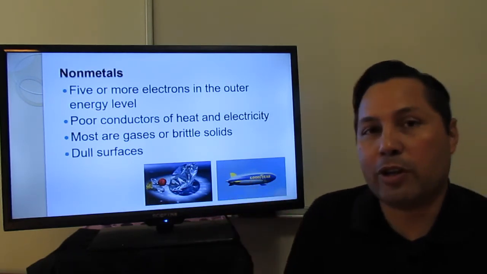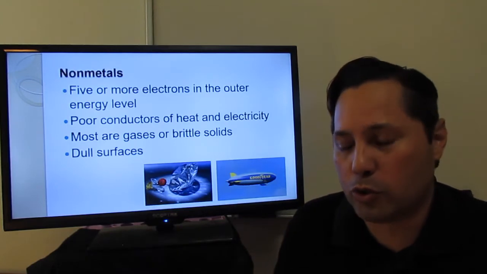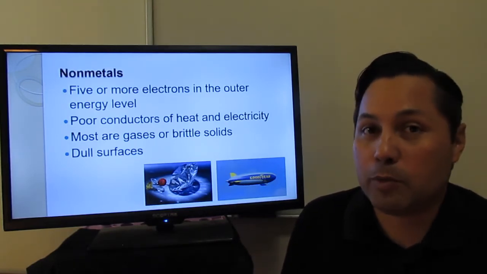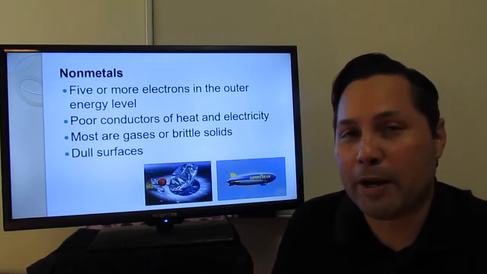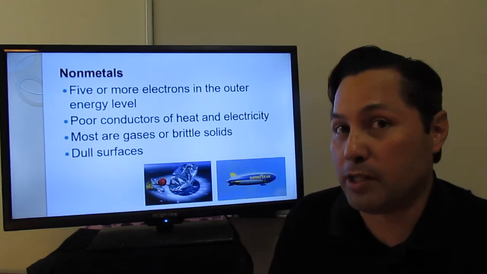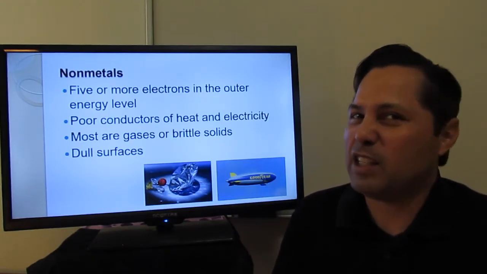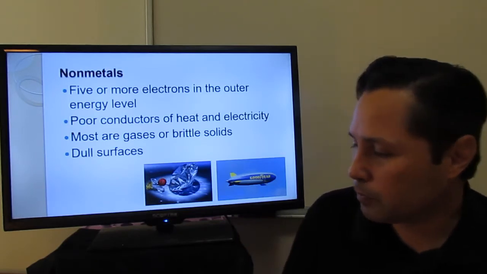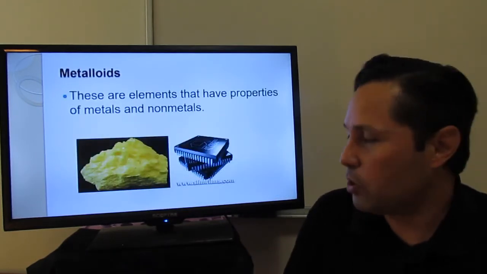Here I have a picture of a Goodyear blimp. What element do you use to get a blimp to fly? You use helium. Helium is great. Which gas would be better as far as creating lift? That'll be hydrogen. It's lighter, but it's flammable too, so that's not a good idea. So helium is non-flammable. Alright, now metalloids.